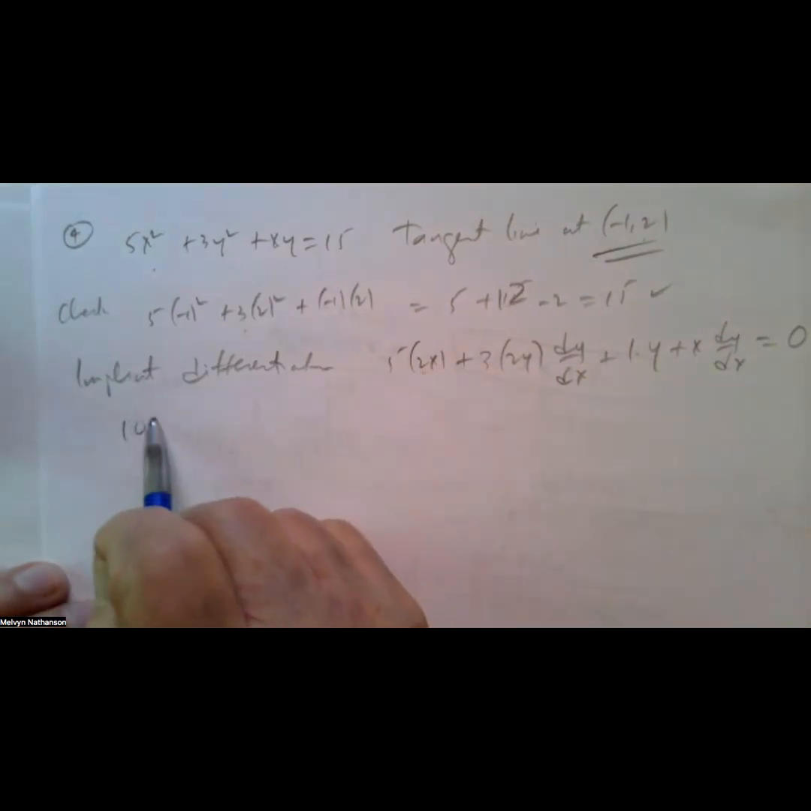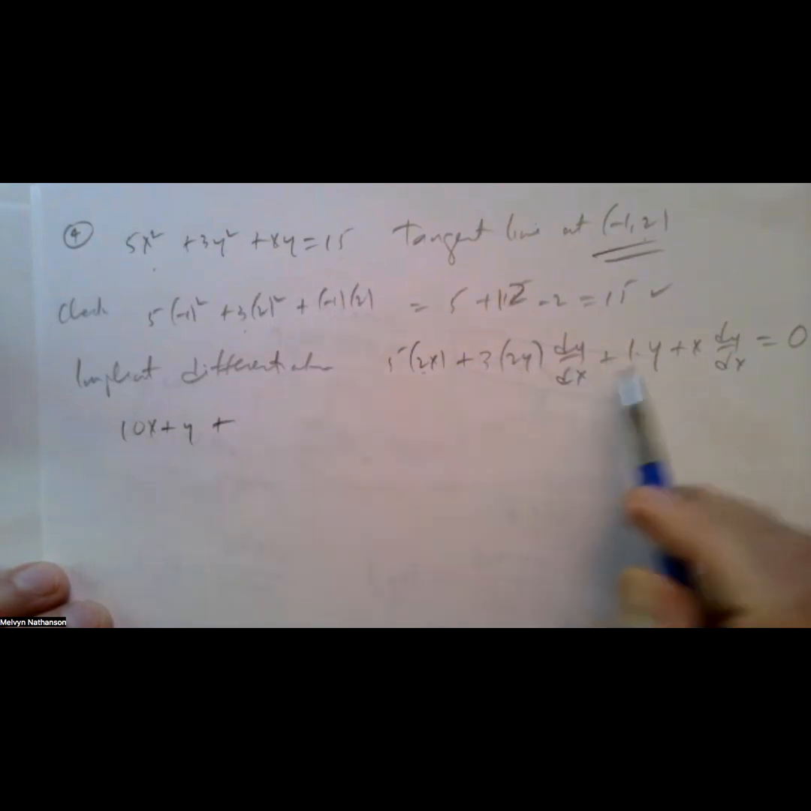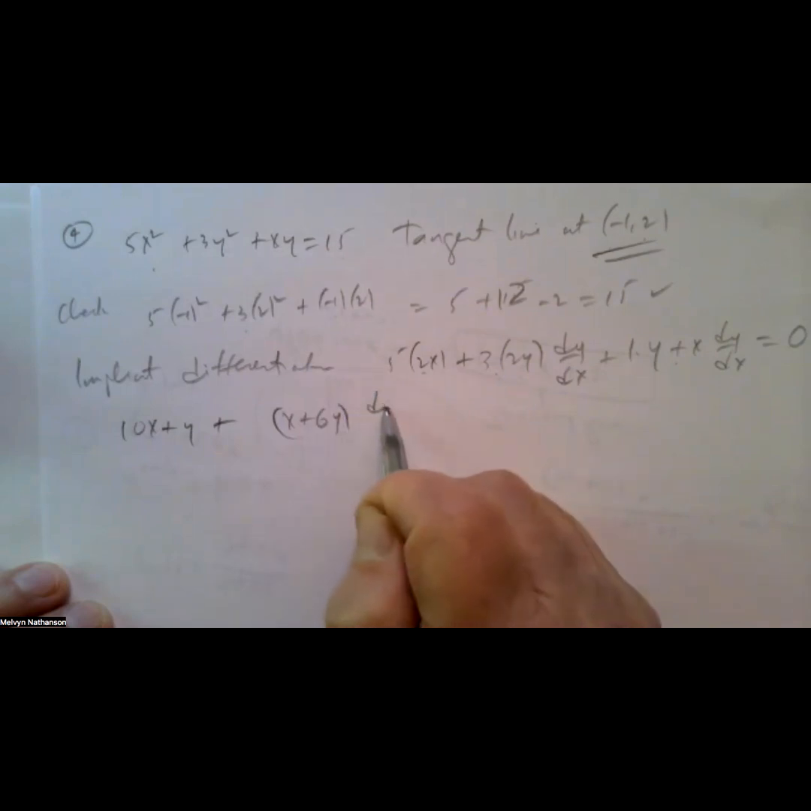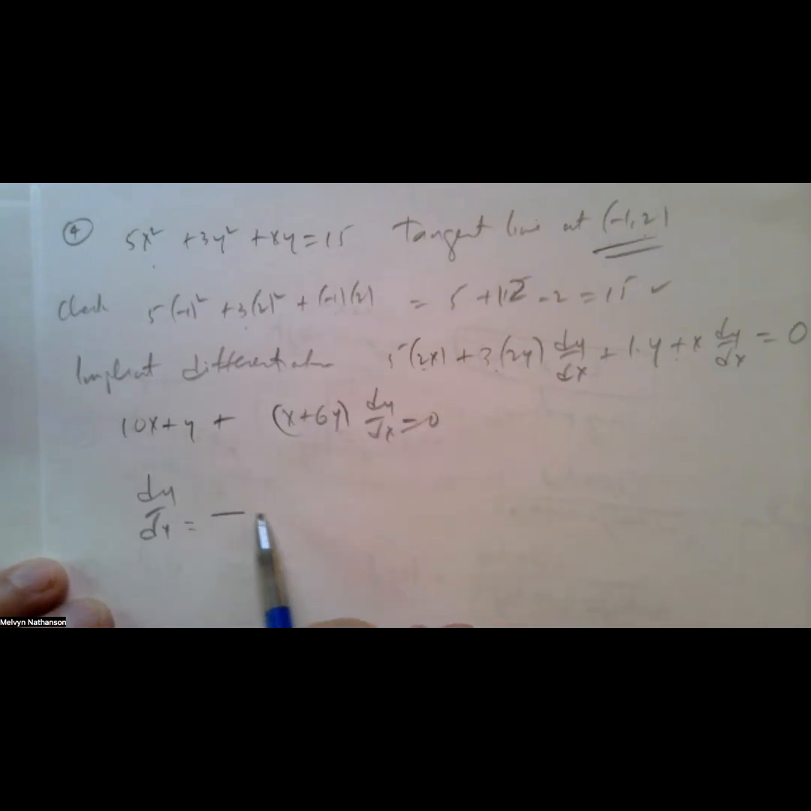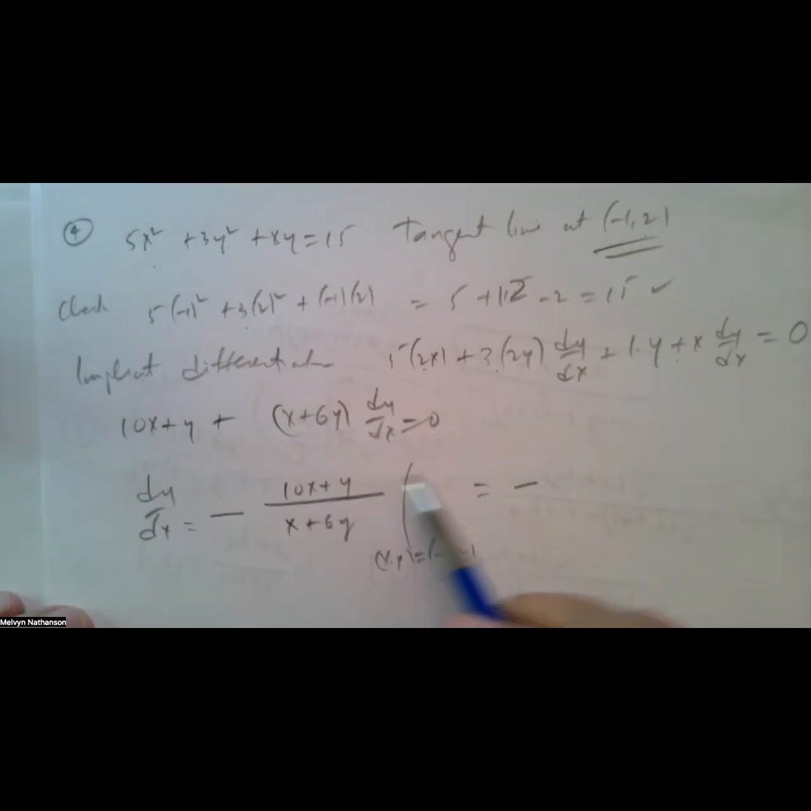So we have 10x plus y plus 6y plus x, or x plus 6y, times dy/dx equals 0. So dy/dx is minus 10x plus y over x plus 6y. And if you evaluate this at the point (x, y) equal to -1, 2, this is minus 10 times -1 plus 2 over -1 plus 6 times 2. That's equal to minus 10 plus 2, which is -8, over -1 plus 12, which is 11. So the slope of the tangent line is 8 over 11.